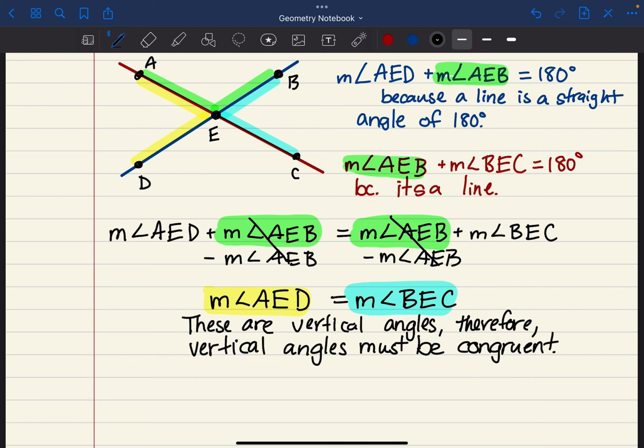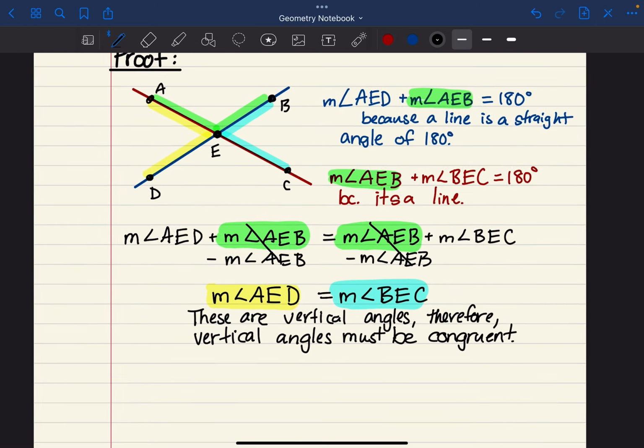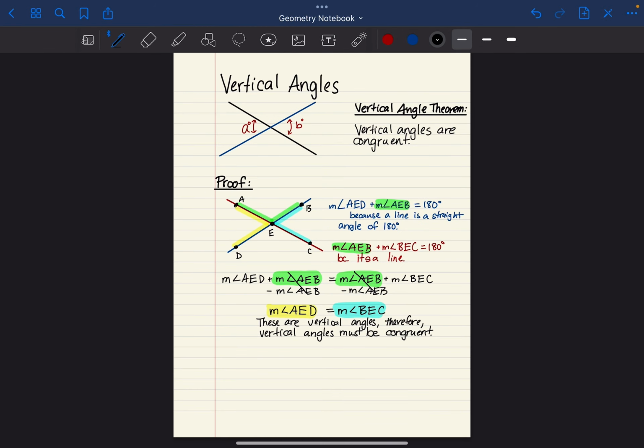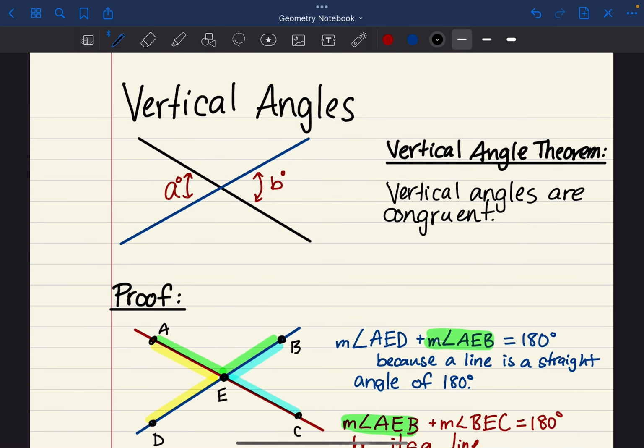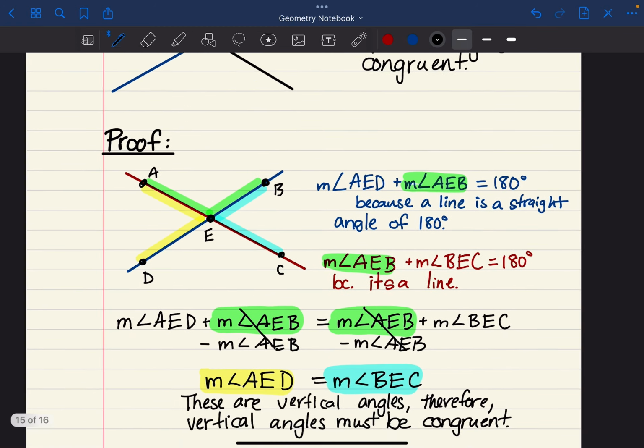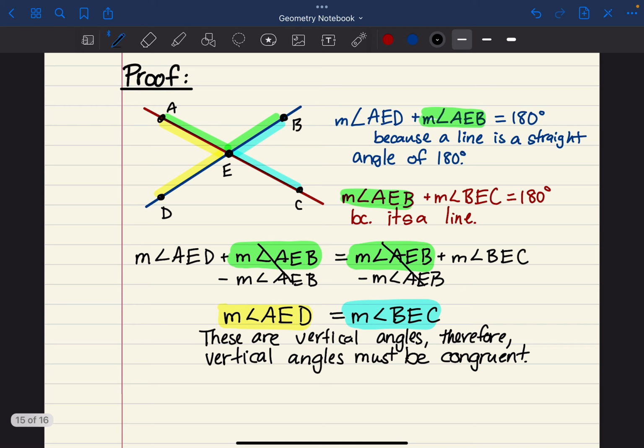If we have two angles that have the same measure, they're defined as being congruent. So yeah, vertical angles look like this. They're either on the left or right or up and down, or really just across from each other. We know they're congruent, but how can we prove it? We can use some algebra here.